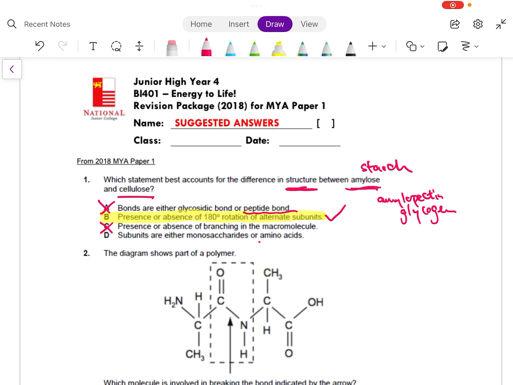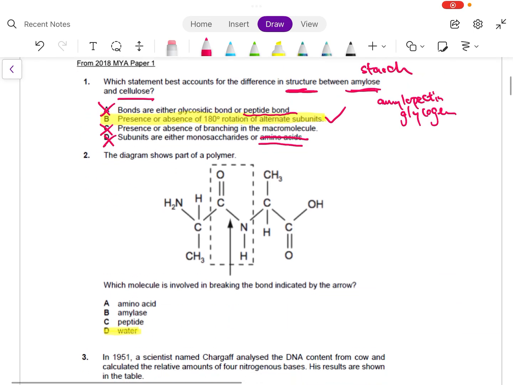The subunits are either monosaccharides or amino acids. It is not amino acids in either case. Both cases are glucose. Just as amylose is alpha glucose, cellulose is beta glucose. So this is also not correct. B is the best answer. Let's go to question 2.